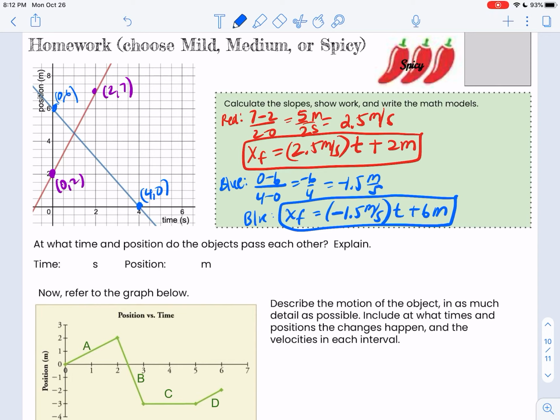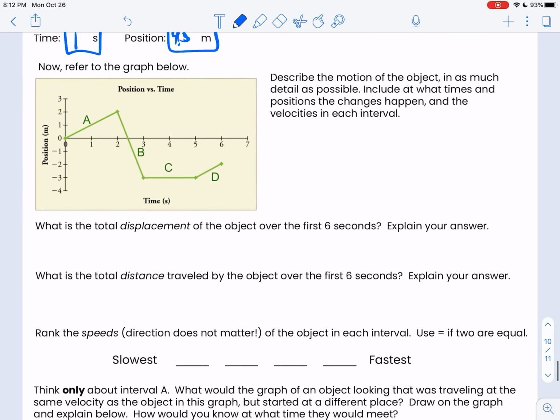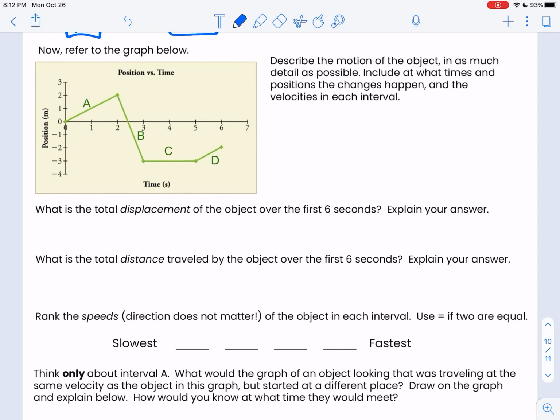All right, at what time and position do they meet? So I can look right here and I can see that this happens at 1 second, and a position of 4.5 meters. All right, describe the motion of the object in as much detail as possible. Include at what times and position the changes happen and the velocities in each interval.